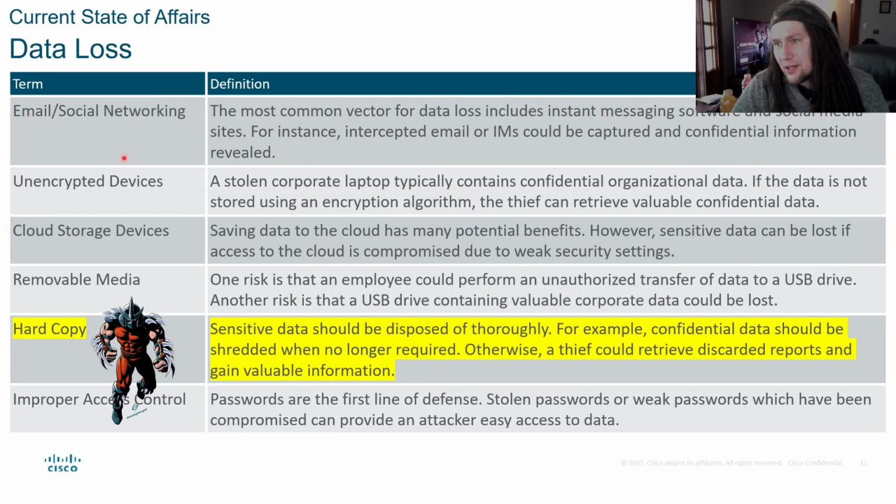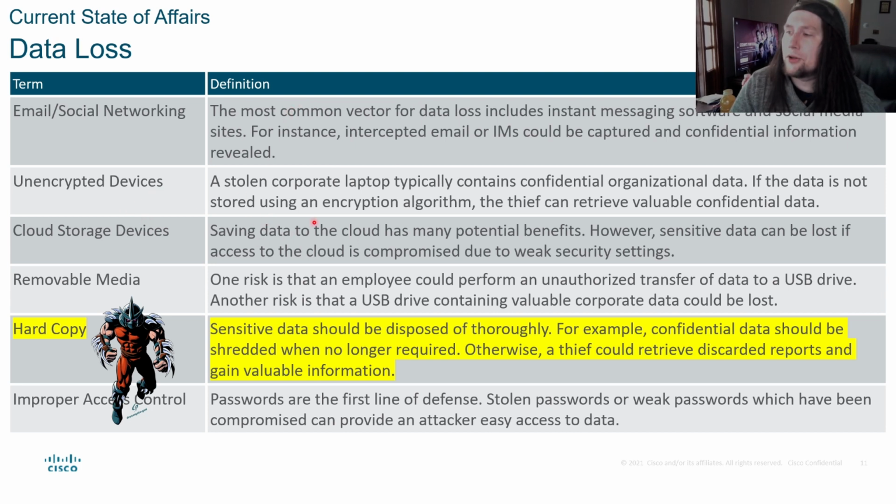Data loss. Email, social networking. The most common vector for data loss includes instant messaging software and social media sites. For instance, intercepted email or IMs can be captured and confidential information revealed. That, as well as like phishing, right? I feel like I read recently, I can't remember where, that a majority of major hacks and major data breaches that happen all start with spear phishing attacks, or at least the majority. It was like in the 90%, like the majority, start with spear phishing attacks.